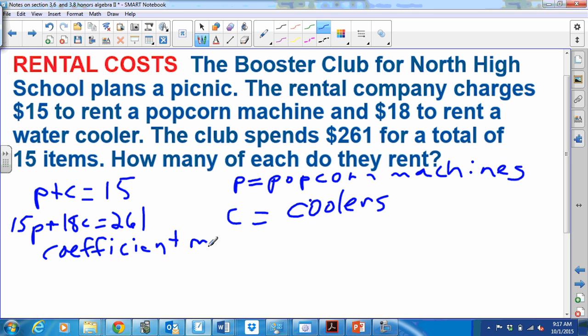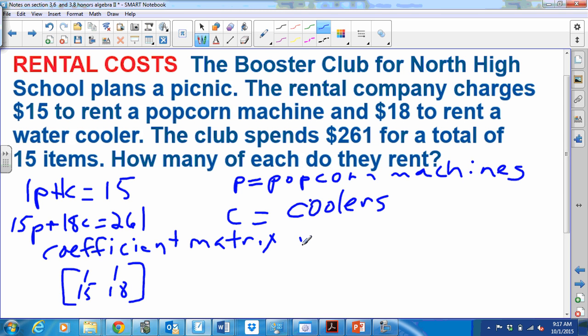Coefficient matrix is what I meant to say. And that's basically only the coefficients that are coming before your variables. In this case, I'm going to go ahead and write them in here. So our coefficient matrix would be 1, 1, 15, and 18.